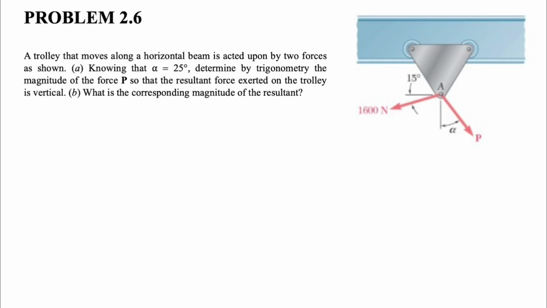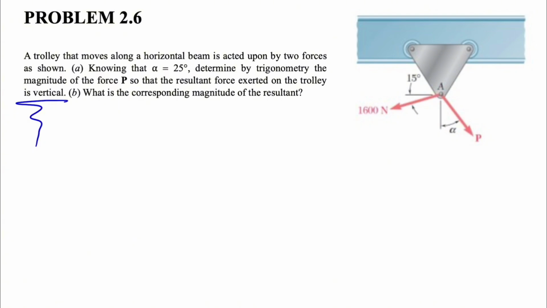Guys, welcome back. In today's video we're going to be solving a question very similar to what we solved in the previous problem on the channel. We have this trolley that moves along the horizontal beam and is acted on by two forces. We know that the angle alpha in the figure is 25 degrees, and we need to determine by trigonometry the magnitude of the force P so that the resultant of these two forces can be vertical. In part B of the question, we need to figure out the magnitude of the resultant.